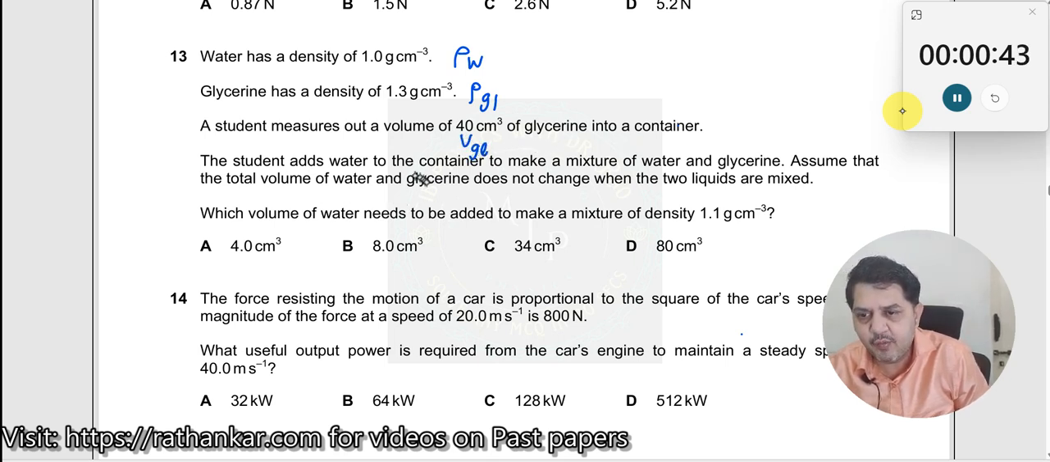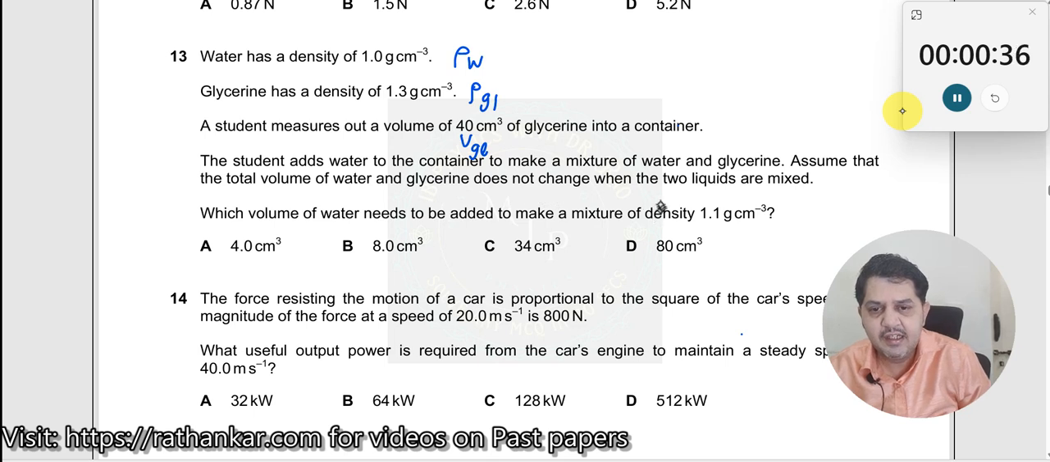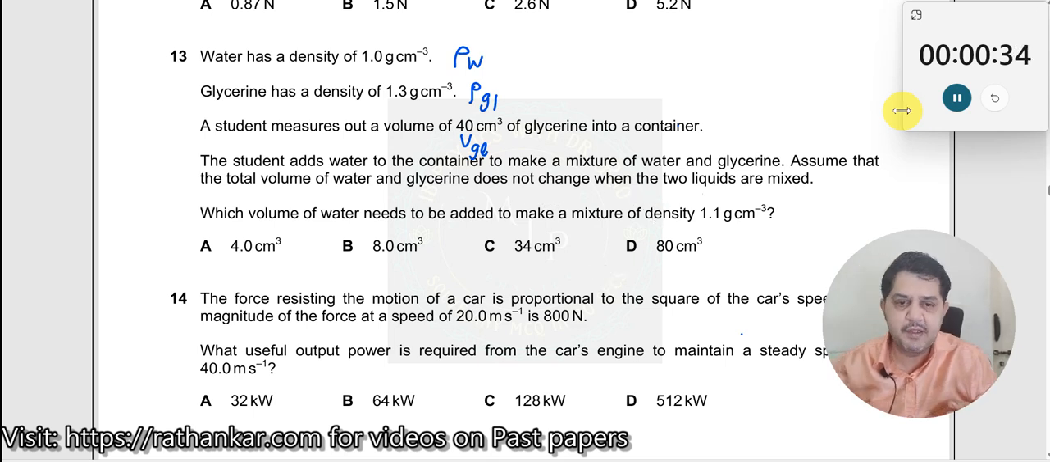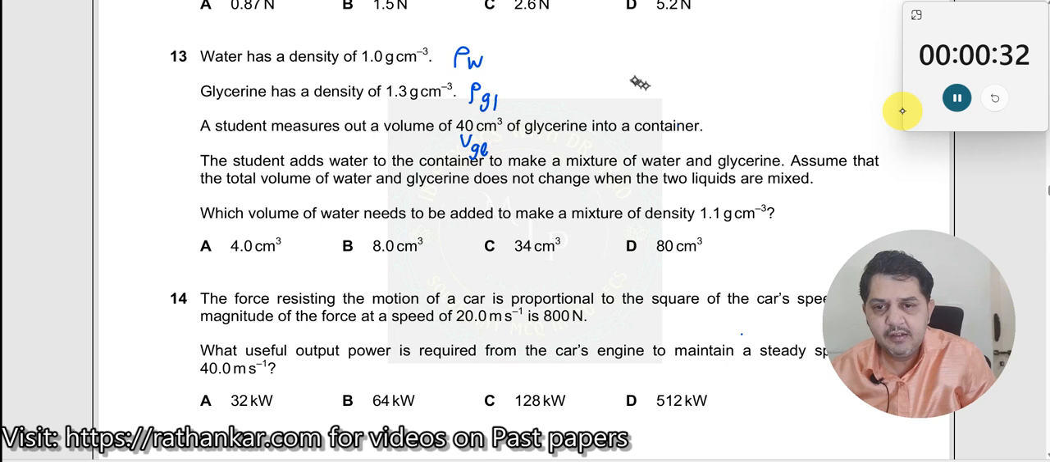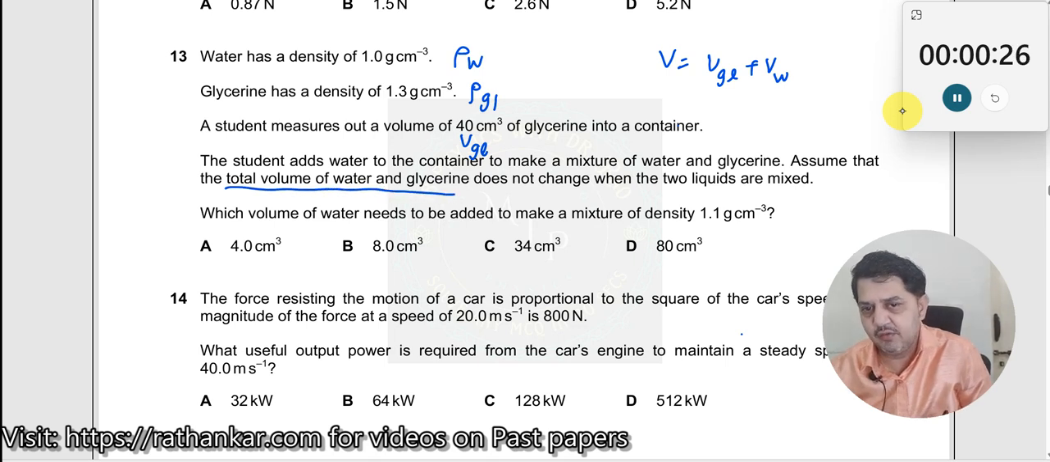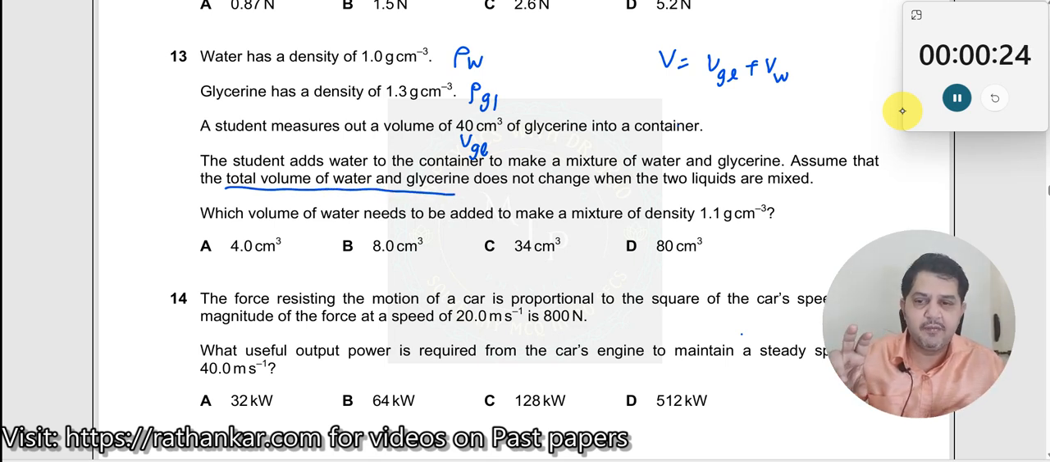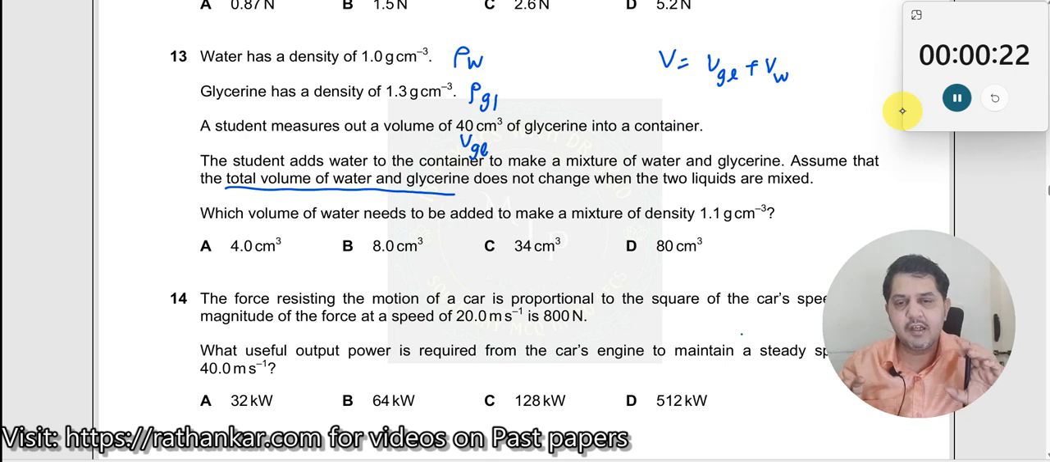The student adds water to the container and makes a mixture of glycerine and water, assuming the total volume of water and glycerine does not change when the liquids are mixed. Which means what? When you add water and glycerine, the total volume V is equal to V glycerine plus V water. That's what this particular line tells you. Okay, so if you had glycerine 40 ml and water 20 ml, 40 plus 20 should only make 60. It should not make 50. That's what it tells you.